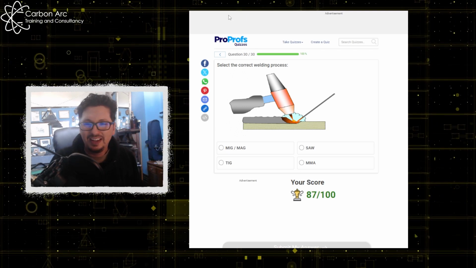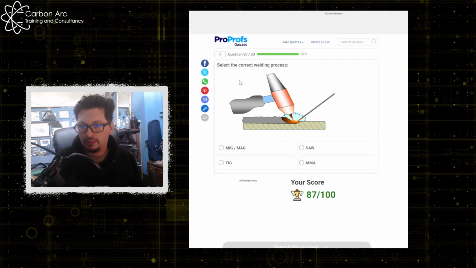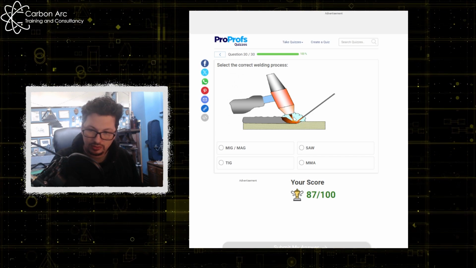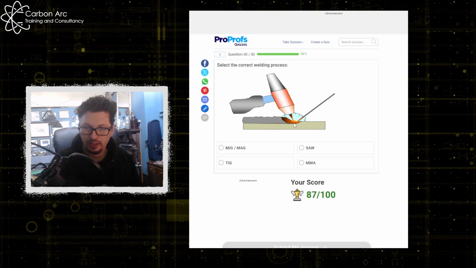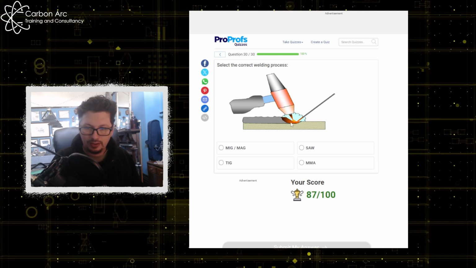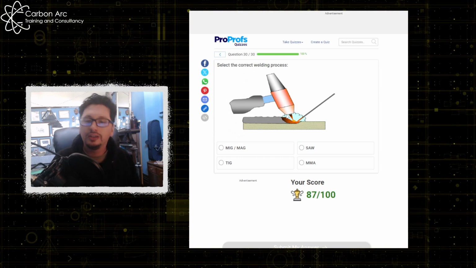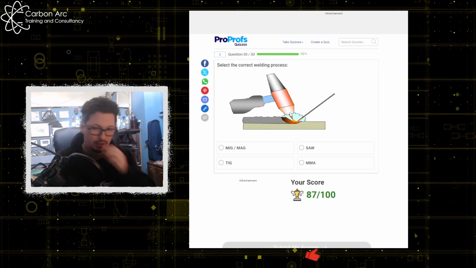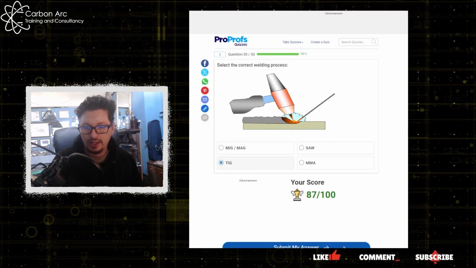So, okay, I've got a picture now. Select the correct welding process. So this is TIG. We've got a filler wire. We've got a tungsten here. Our tungsten is producing an arc across the gap into the weld pool and heating it and making the weld pool there. We've got a shielding gas, normally argon. And then we've got the torch and our ceramic and all that type of thing. So that would be TIG.